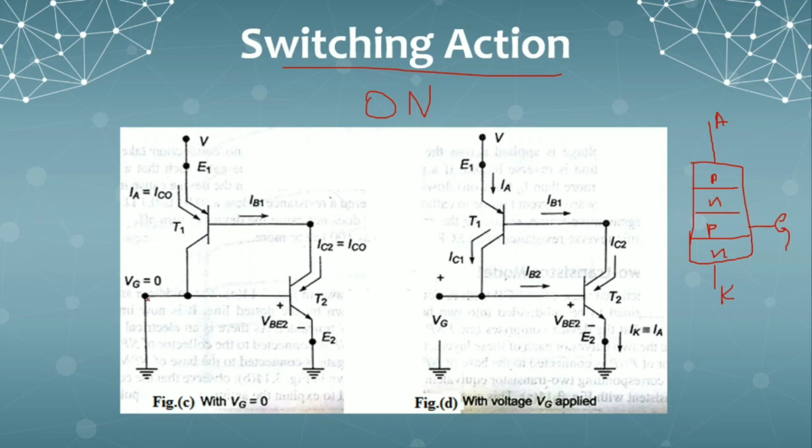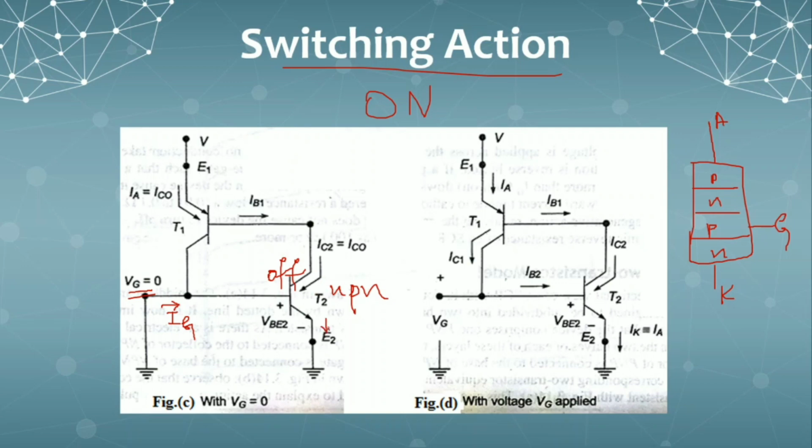Now, first I give a gate voltage or gate current as 0. I will make it 0. When I make Vg equal to 0, obviously there is no gate current flowing here. If there is no gate current flowing here, then this transistor, which is the NPN transistor, is turned off, right? This transistor is turned off.